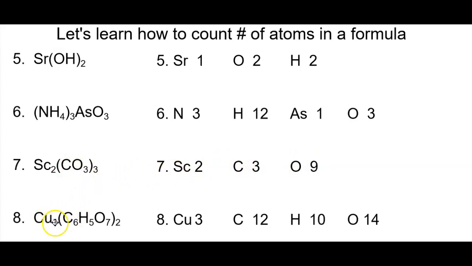Example 8, we have this 3 that goes with copper, and then we have this 2 outside a set of parentheses, so it gets distributed all the way through the stuff inside the parentheses. So 6 times 2 is 12 for carbon. 2 times 5 is 10 for hydrogen, and 7 times 2 is 14 for oxygen.